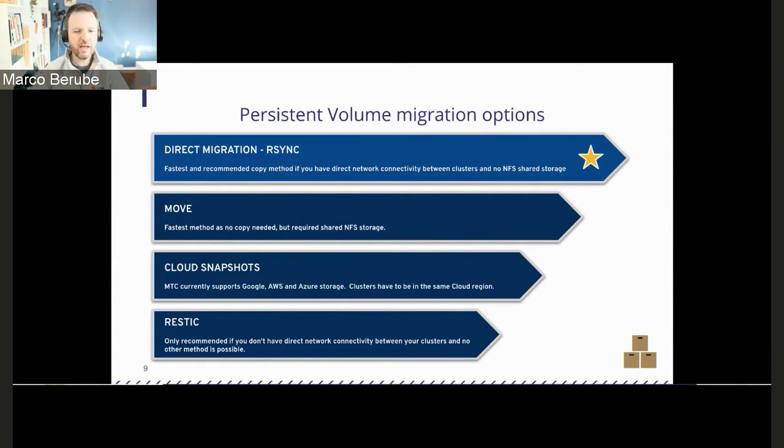And finally, we have the legacy option, which is RESTIC, the backup and restore process. The reason why this is still there in the tool, even though we now have the new direct migration option, is because direct migration requires network connectivity from source to destination. So if you have network connectivity, the direct migration rsync process is better and faster. But if you don't, then RESTIC stays the best option, as you would be able to migrate your applications without having direct network connectivity between both clusters.